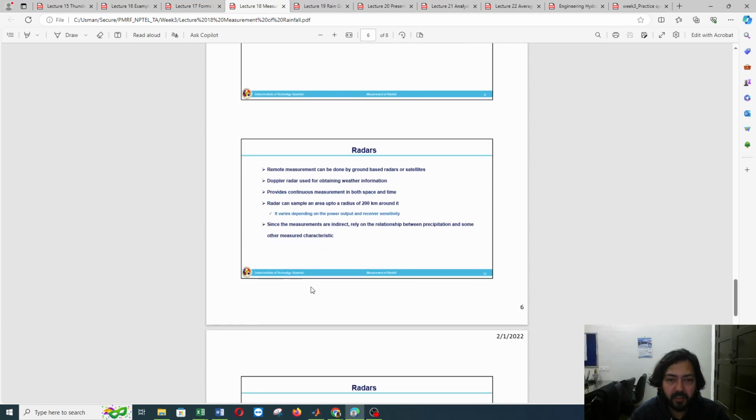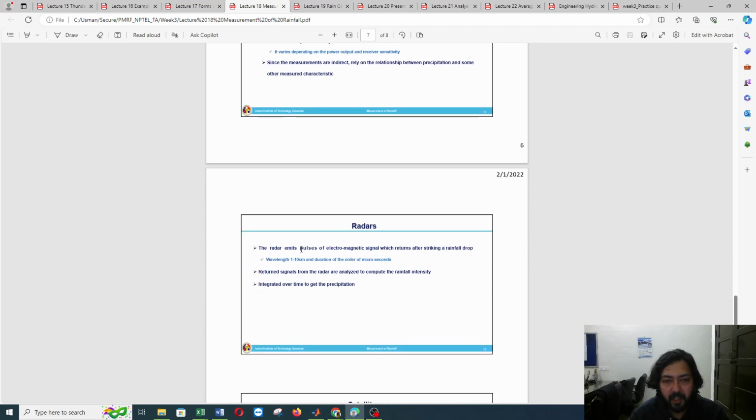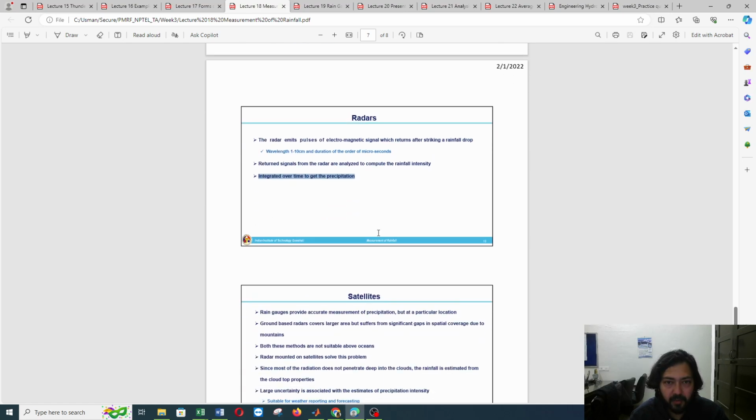So how does radar work? The only thing we need to remember is that radar emits pulses of electromagnetic signal which returns after it strikes a rainfall drop. And what we are measuring is the return signal from the radar to compute the rainfall intensity, because we are calculating the time of the returning signal. Then by integrating over time, we can get the precipitation. Like if you multiply it with the total time, we can get the precipitation. So this is how radar works.